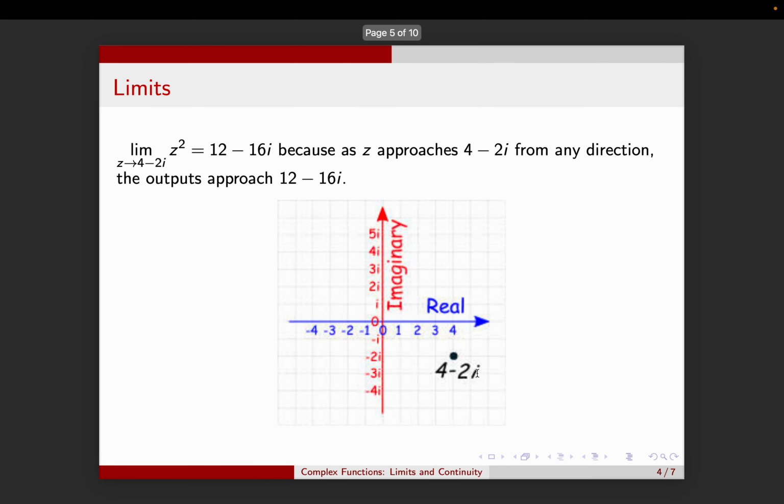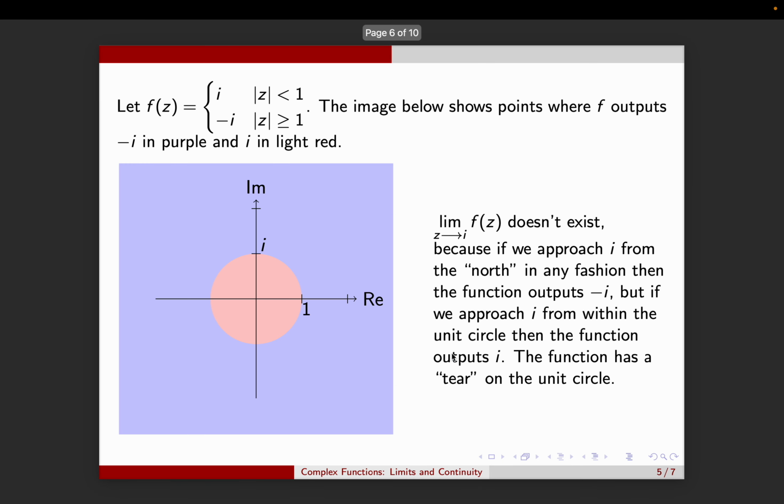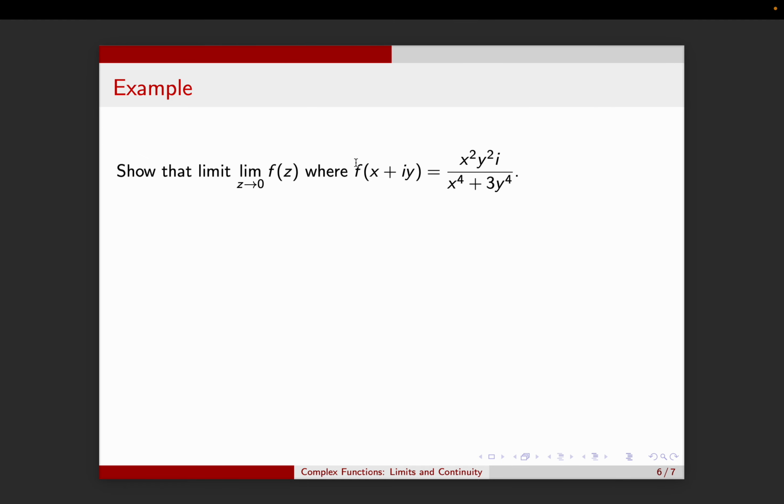So you're sort of input pathing inside the complex plane towards a number and then asking what do the outputs do? And sometimes the outputs go to different places, so the limit doesn't exist. Here's an example with this one, and here's an example with this function here.